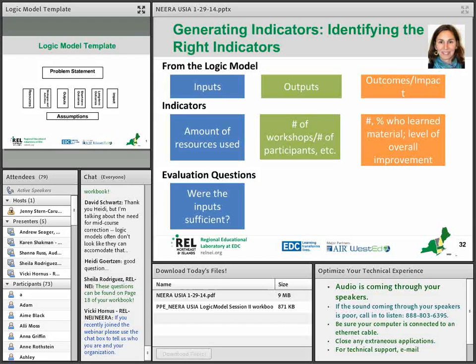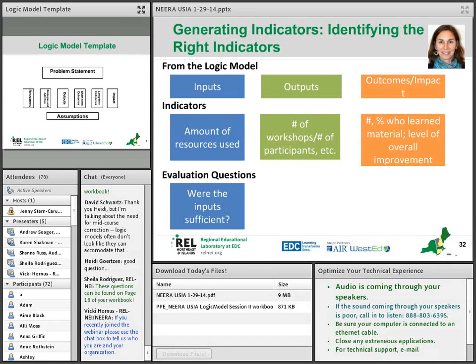So to move along, and this workshop is really about moving back and forth from your logic model to building your evaluation. We want to consider how we move from the logic model to the evaluation questions through those indicators. So if we derive our indicators from our logic model, we can also derive our evaluation questions from the logic model. And different indicators are relevant to different types of questions.